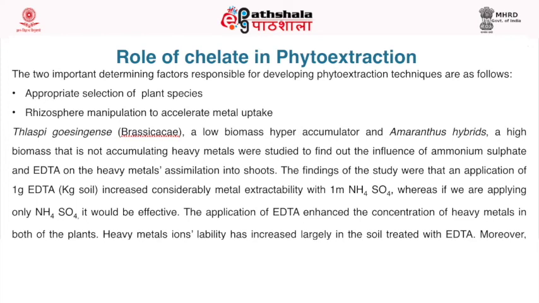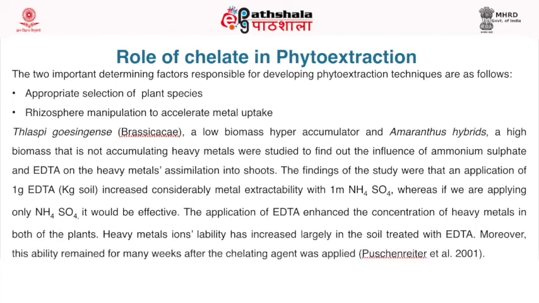The application of EDTA enhanced the concentration of heavy metals in both of the plants. Heavy metal ion lability has increased largely in the soil treated with EDTA. Moreover, this lability remained for many weeks after the chelating agent was applied.